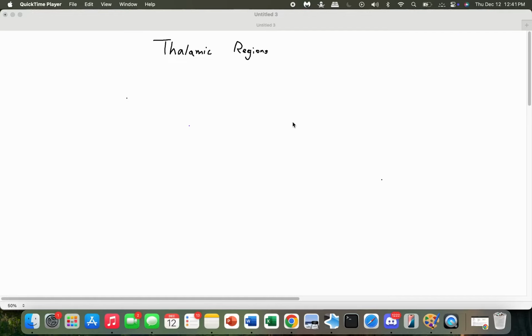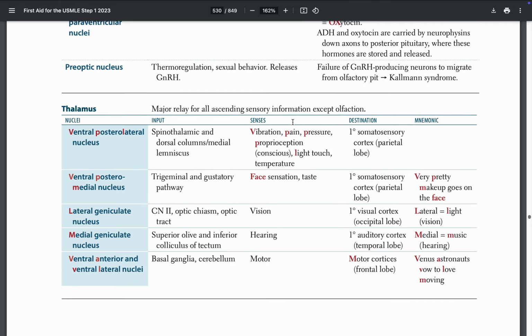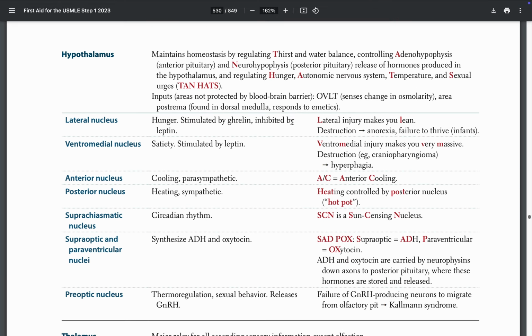I just want to make a quick video explaining how you can quickly memorize the functions of the epithalamus, thalamus, and hypothalamus. The entire video is probably going to be around 15 to 20 minutes, but that's just because I need to explain all the details. When you do the diagram on your own, it should take less than 5 minutes to memorize basically this entire page of First Aid.